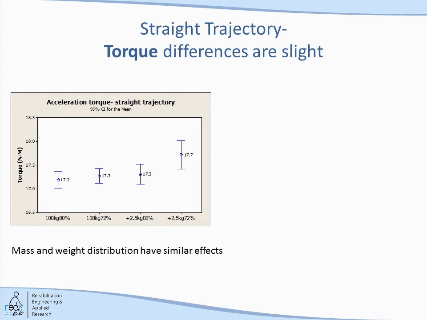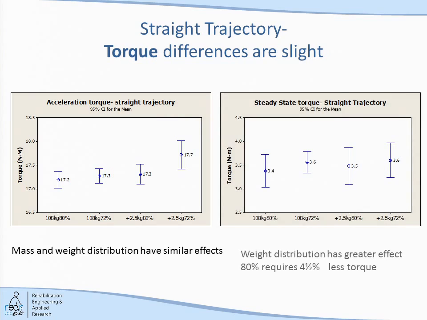Acceleration torque in Newton meters. These are the same mass here, with different weight distributions, and they're nearly identical, and then you're adding 2.5 kg. Once again, this combination of adding mass and changing weight distribution starts to conspire, in combination, not alone, to be more effortful. And then with steady state torque, everything flows down. You've got 17 Newton meters here, and about 3.5 Newton meters there. That's a huge difference.